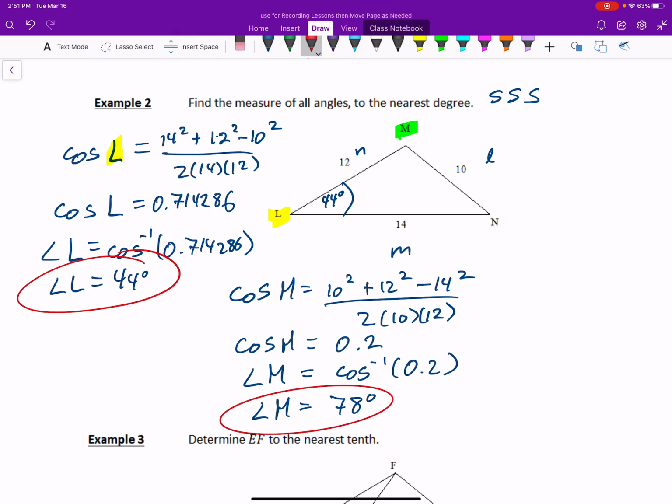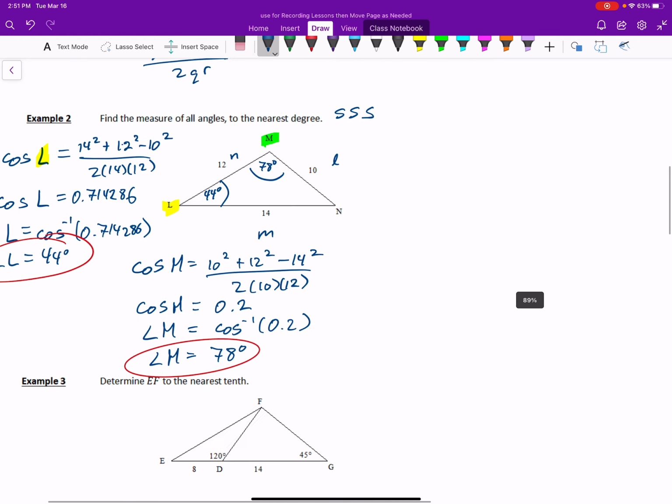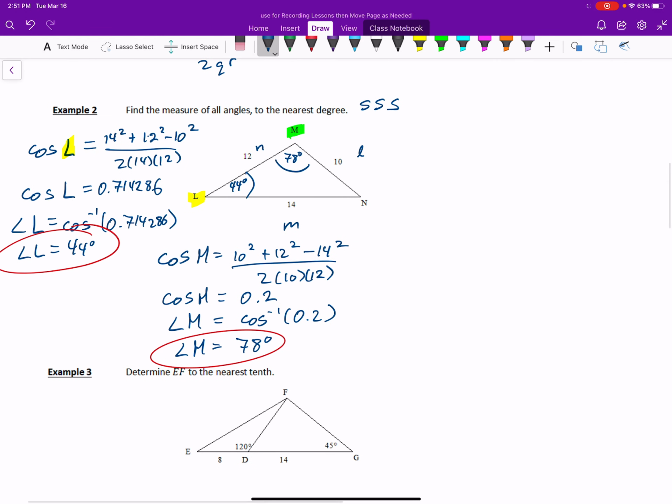And now that I know two angles, I can get my third one. I never have to go through this 3 times. I can just get my last angle by remembering that all triangles add up to 180 degrees. I can subtract the 2 angles I've already got. And 78 and 44 is 122. So I guess that should be 58 degrees for angle N.